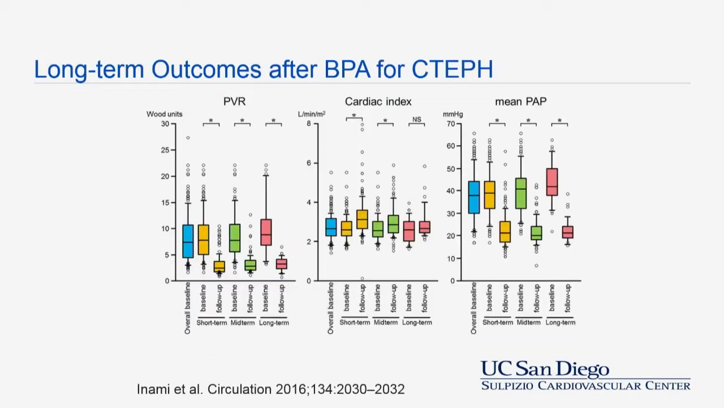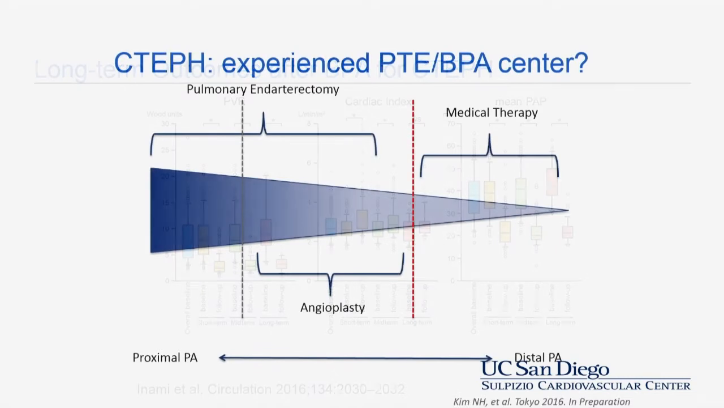And this is, I would say, the most systematic published experience showing short term, that means 6 months, intermediate term, 6 to 18 months, and beyond 18 months, long-term follow-up of a series of CTEPH patients treated with BPA out of Tokyo. And what you see is short, mid-term, and long-term reductions in PVR. Cardiac index stays elevated, and mean pulmonary artery pressure is reduced. So at least one group is reporting fairly positive outcomes. We're in the process of putting our data set together and publishing it as well.